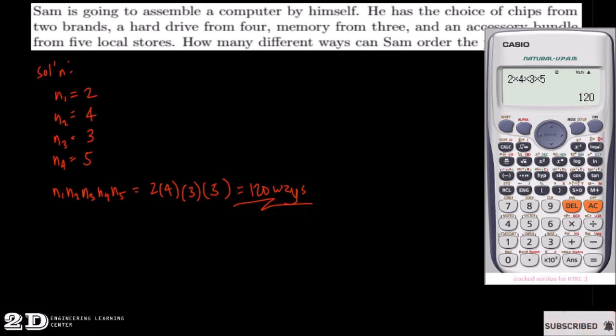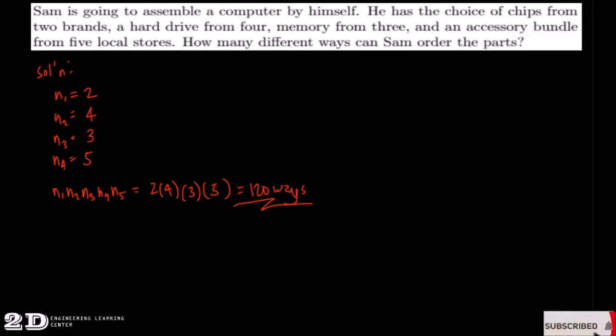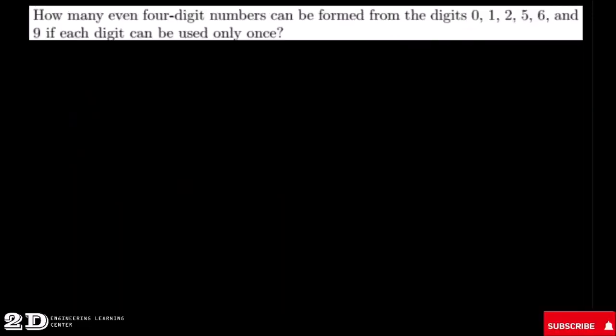Okay, so we proceed to another example. How many even 4-digit numbers can be formed from digits 0, 1, 2, 5, 6, and 9 if each digit can be used only once? So we are going to find how many 4-digit numbers can be formed from these given digits 0, 1, 2, 5, 6, and 9.